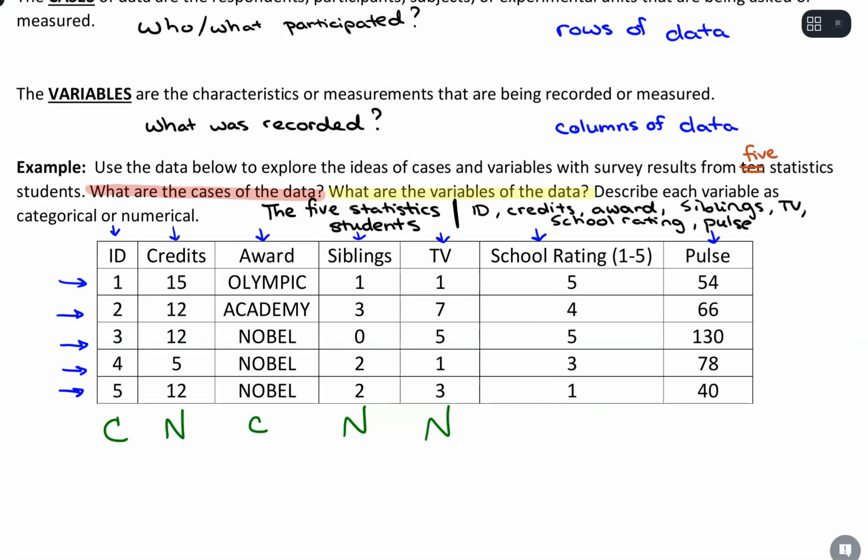Rating the school 1 to 5. So this is that case where it's an ordinal. It's creating an order with the numbers, but really it's not anything that's counted or measured. It's more associating good versus bad. So really each of these numbers would have to correlate with something that's in words. So this is actually categorical, and pretty much all rating systems will be categorical. Pulse is something that is counted. You're counting the number of beats per minute, and that would be numerical.